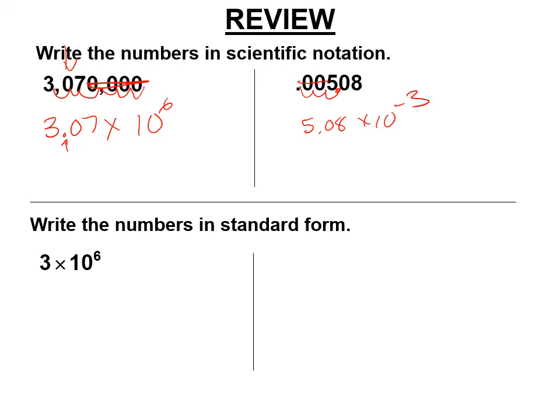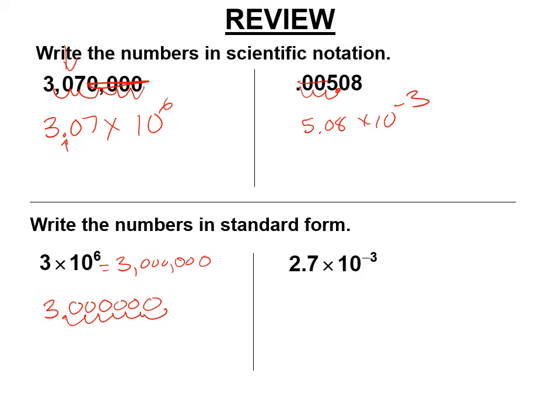All right, so now we're going back to standard form. We have to move this 6 times. 1, 2, 3, 4, 5, 6. In this case, we have 6 zeros. That is not always the case. And put commas in it. No commas on the test, points off. 3 million. Move that 3 times, but that's a small number, so you got to go that way. It only gets 2 zeros, 0.0027, 27 ten-thousandths.